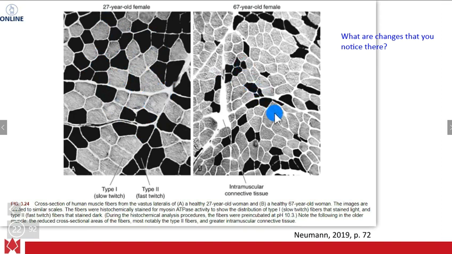Whereas look at the amount of type 2s and how much they've shrunk down. See, a lot of these type 2s are smaller than the type 1s now. So you could see you have a reduction in size, and in particular, they also have a reduction in type 2 muscle fibers from 27 to 67.